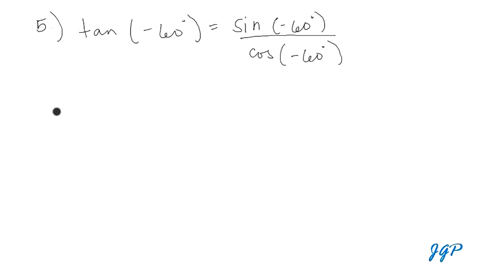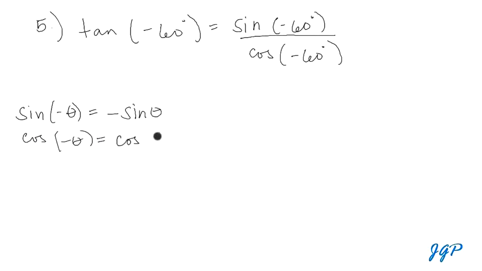Okay, in problem number 5, we have this kind of question. For this kind of question, we will use the odd-even identities. According to the odd-even identities, sine of negative theta is equal to negative sine theta. Cosine of negative theta is equal to cosine theta. And tangent of negative theta is equal to negative tangent theta. Okay, so let's answer this problem.